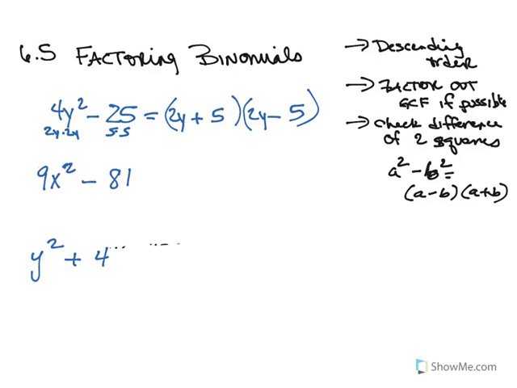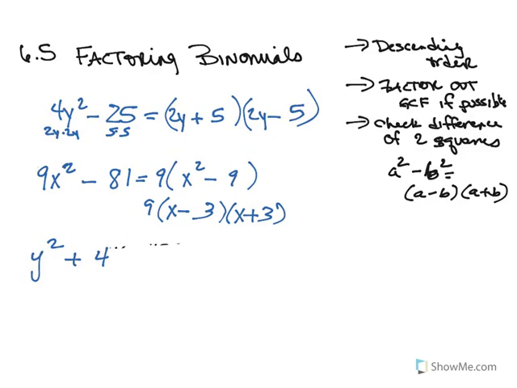Next, 9x squared minus 81. We're looking at descending order, yes. Factoring out a greatest common factor, there is a GCF of 9. When I factor that out, I'm left with x squared minus 9. Then I can factor that further. x squared minus 9 would be x and x, 3 and 3, one's plus, one's minus. And we're finished.